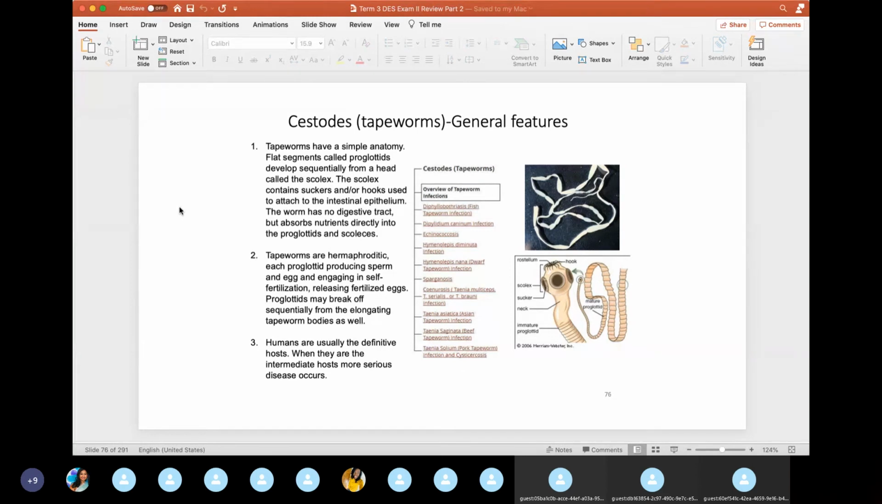They have a flat segment. We call that one what? Proglottids. Highlight that one. That's high yield, proglottids. And they have a head. What do you call that head? Highlight scolex. That's high yield, the scolex.